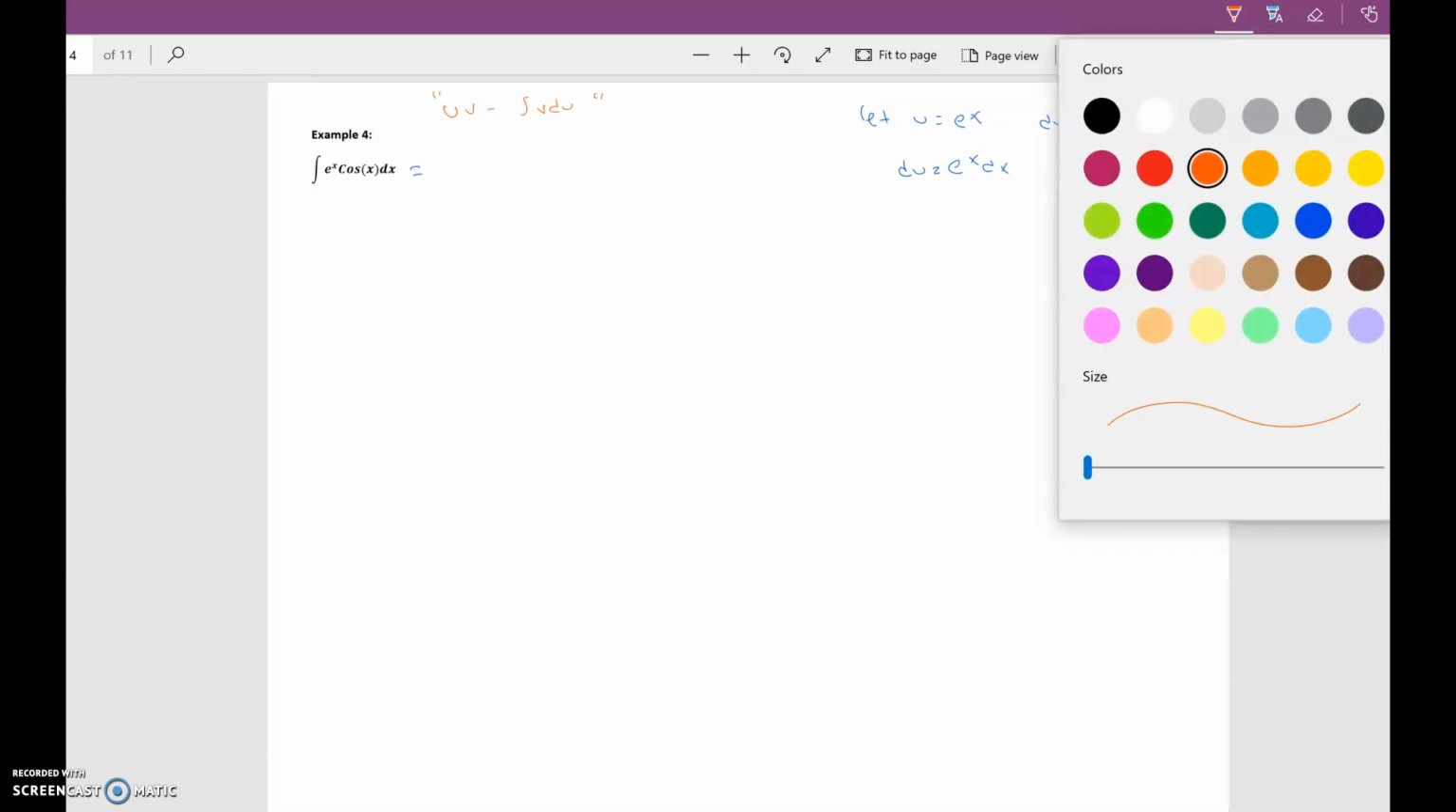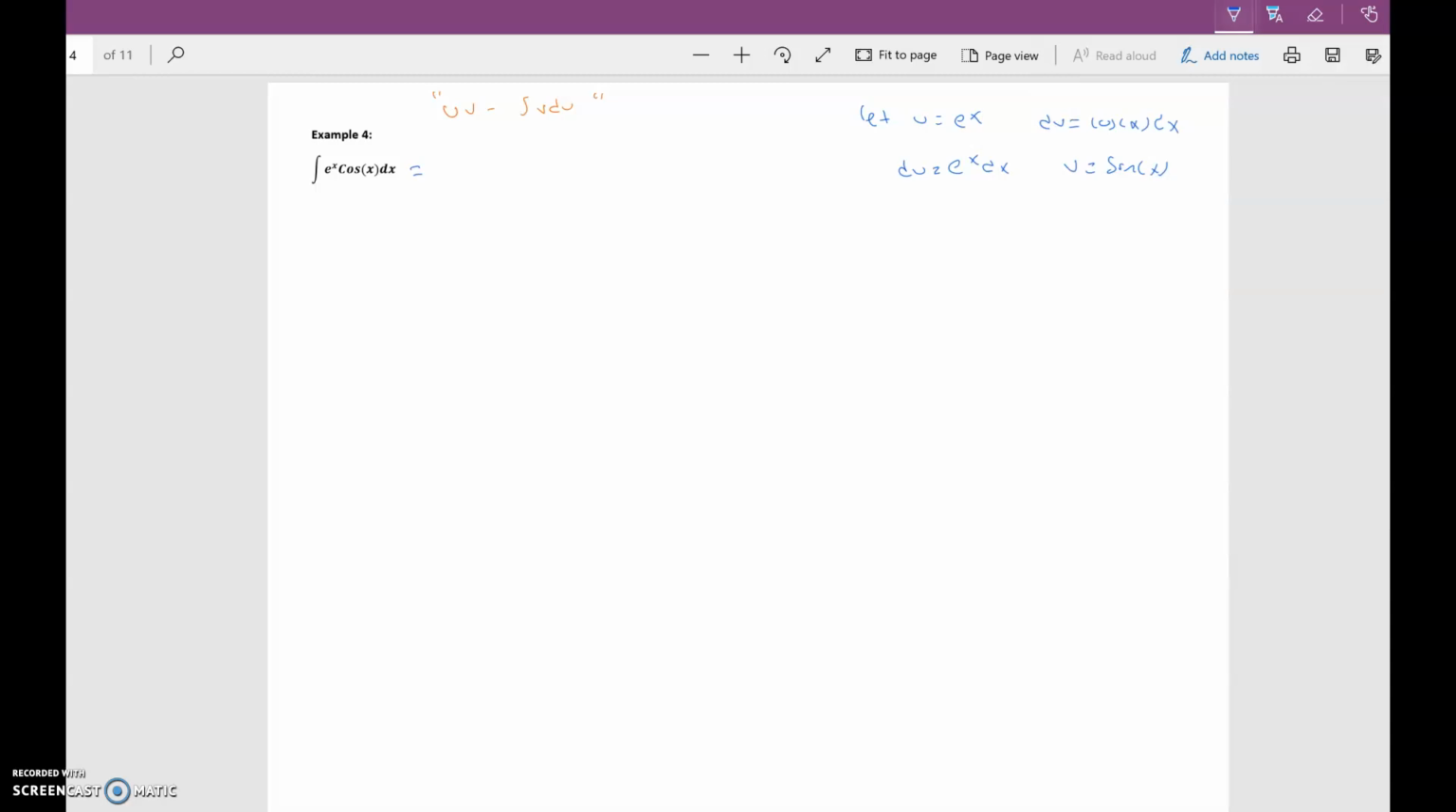So this particular one, and let me use a different color because it's going to get messy. So your u and your v, in this case, it's going to be e to the x sine of x minus the integral of v du. And your v ended up being the sine of x, and the du is e to the x dx.